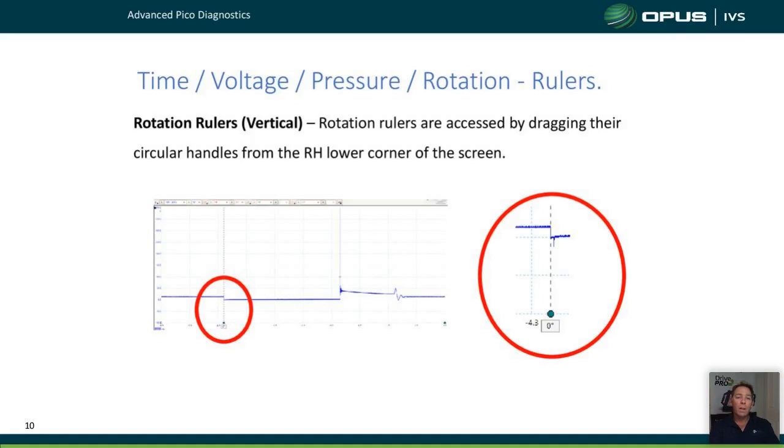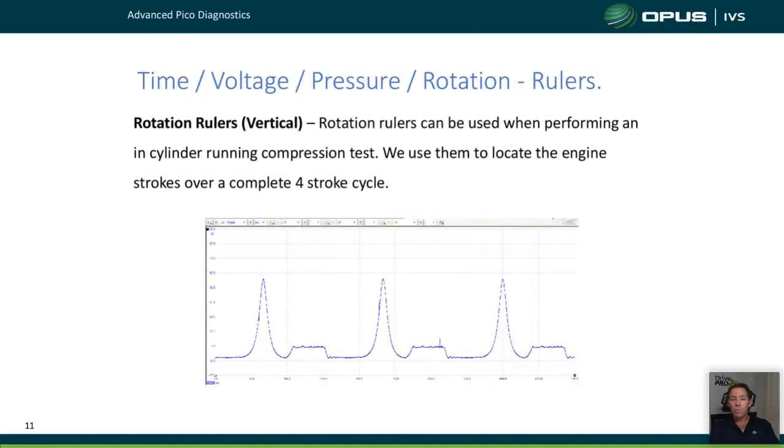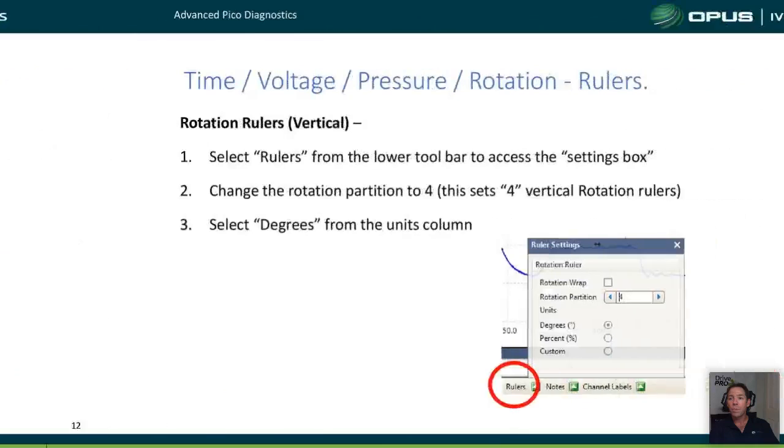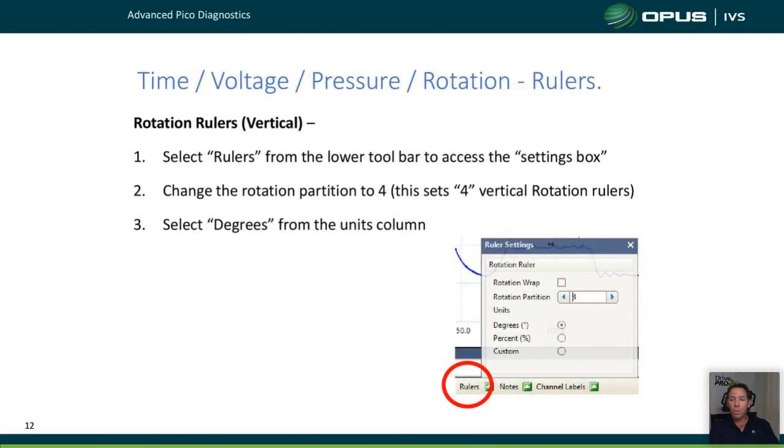Wow. Okay, so here's a rotation rule. So we've actually shown this image on an ignition waveform. All right, here's our compression one. This is what we looked at when I was sharing my screen. Rotation rules can be used when performing an in-cylinder running compression test. We use them to locate the engine strokes over the 4-stroke cycle, which we did. There we go.